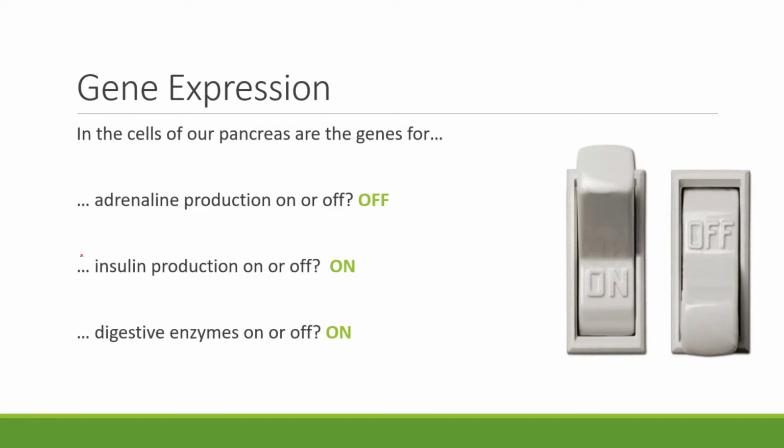It's possible to turn this off. If I don't need to make insulin, I can turn this gene off, and when I need it, I can turn it back on. And when I don't need it, I can turn it off, and when I need it, I can turn it back on. We can have that light switch flick, flick, flick. That's fine. But adrenaline production is never going to happen. That's going to be off permanently.